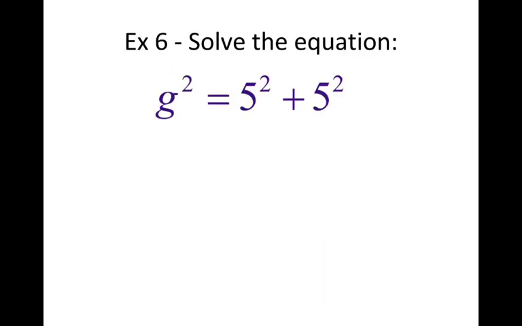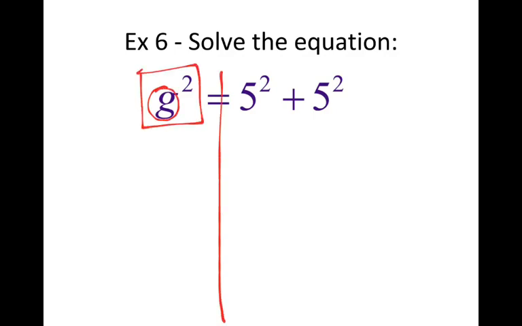All right, example 6. This one's really similar. I think you should be able to do it. We're going to start this just like we normally do with circle the variable and box in the square, draw your line of equality. Now, I do want to point out that to get g by itself, all we need to do is get rid of the square. But before we can get rid of that square, we need to simplify some things over here. So let's do that one at a time.